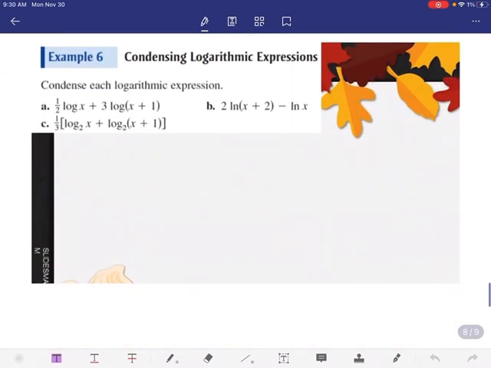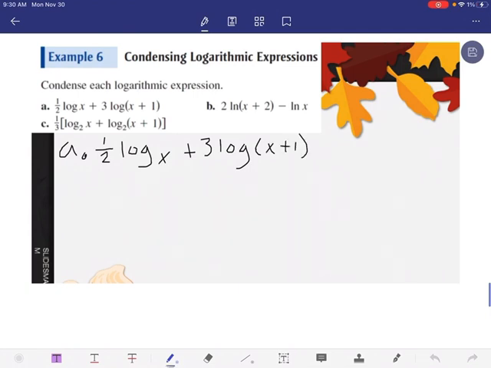Now, likewise, we can go the opposite direction. Sometimes we'll be given something that's in expanded form and we need to condense it. So here we have 1/2 log of x plus 3 log of x plus 1. So we have numbers in the front. So our first thing that we want to do is rewrite those as powers.